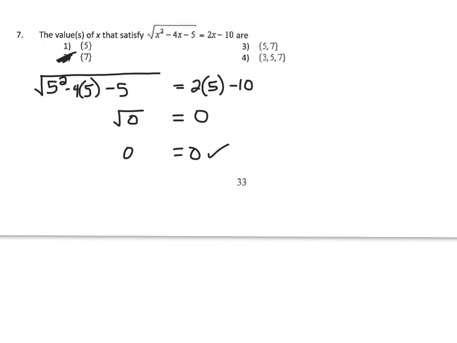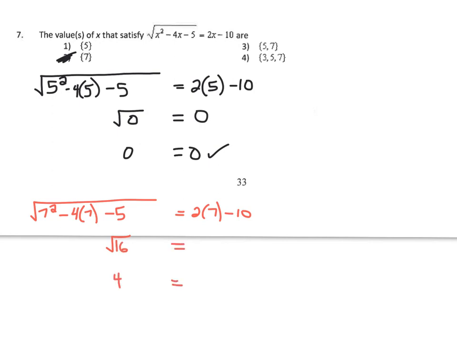All right, so let's try with choice 3, let's plug in the 7, because if 5 and 7 check, this could be an answer. So let's see what happens when we substitute 7 in for x. Okay, so if we do 49 minus 28 minus 5, that gives us 16. So we get the square root of 16, and we know the square root of 16 is 4.